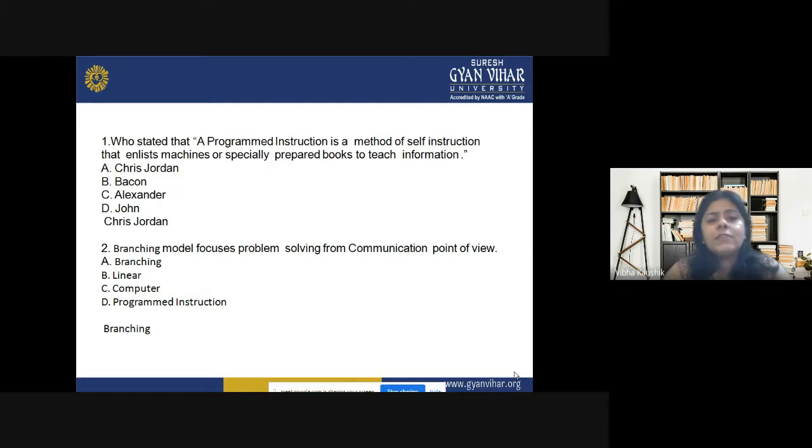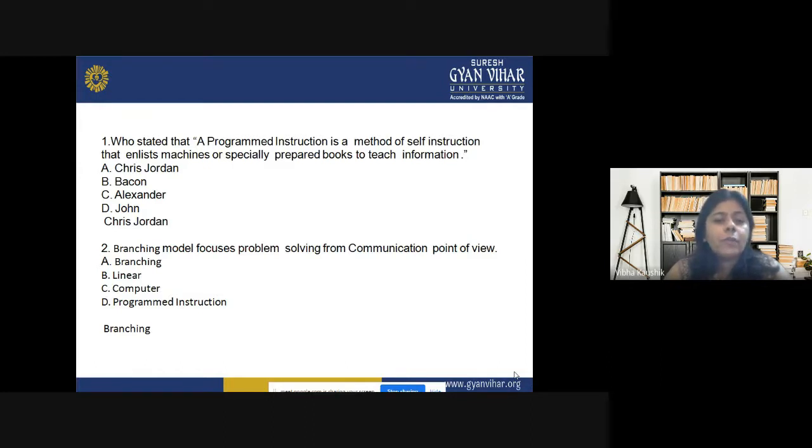Now, let us discuss some MCQs, as MCQs are the best way to learn how much you have learned or have understood that particular concept. MCQs are the best way to know the learning outcomes of the learner.